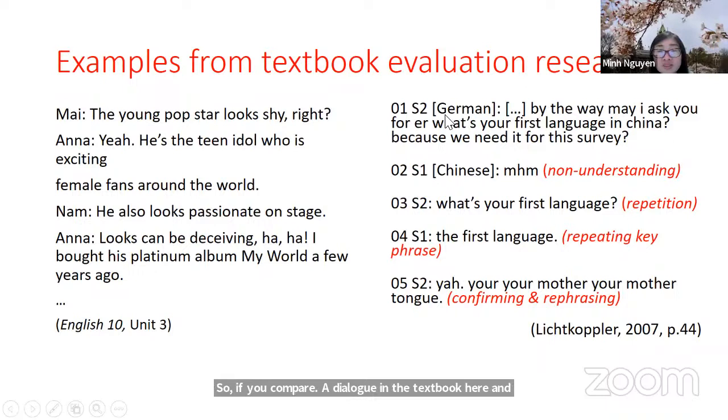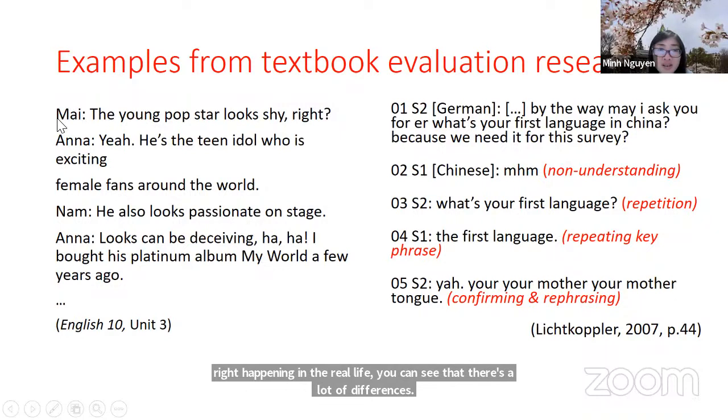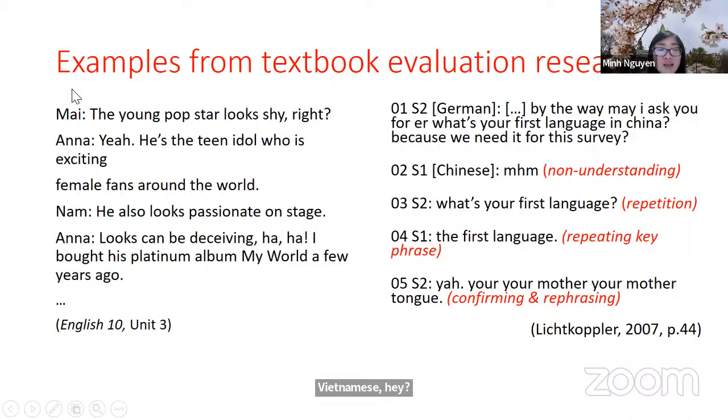Happening in real life, you can see that there are a lot of differences. So if you look at the dialogue here, Mai is Vietnamese. Anna, I'm not sure where she comes from, but it's a Western name, right? So Nam is another Vietnamese name. This conversation happens when the three people, Mai, Anna, and Nam, are watching the performance of a young pop star, right?